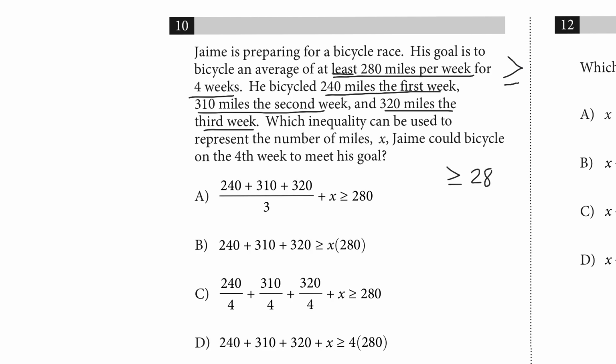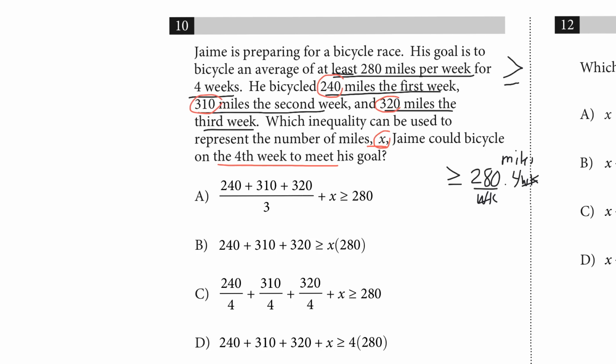280. And that's miles per week. So this is per week. And he has 4 weeks. So times 4 weeks. So your weeks will cancel out and you're going to be left with miles, which is what we're interested in. Because in this problem, you want to find x so that x would be the 4th week. So then you would have, what's the average? 280. So the first week had 240, then he had 310 and 320, and the 4th week would be x.